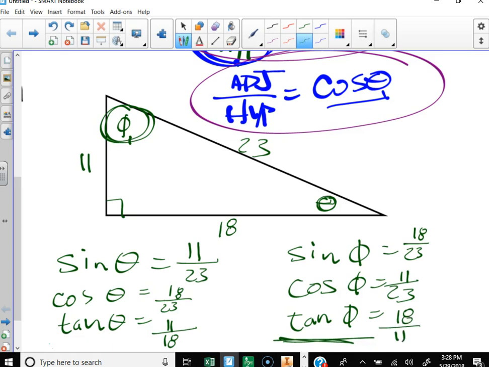Notice that the sine of this angle is equal to the cosine of this one. And that'll happen in all right triangles. That's because one of the ways to look at it is to keep in mind that these two are what we call complements of each other. They add up to 90. So you can try it on your calculator. By the way, the calculator finds you all these values.